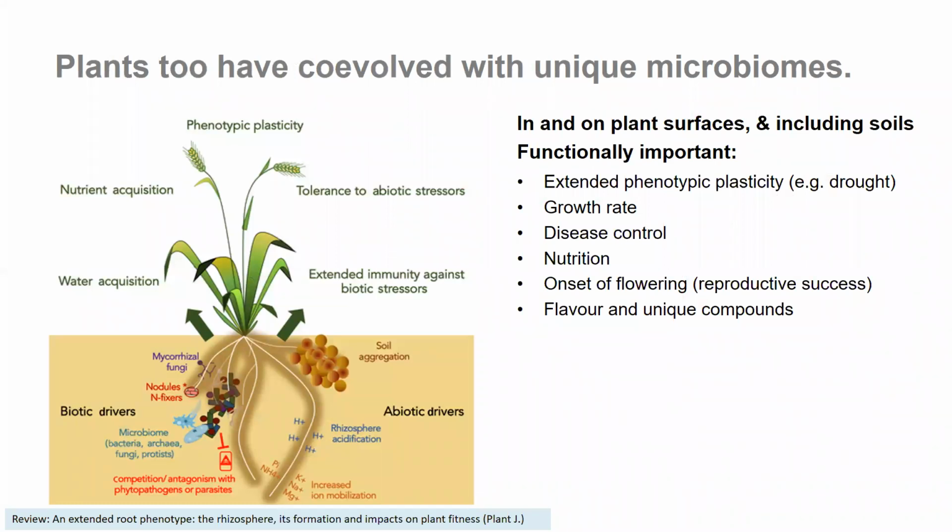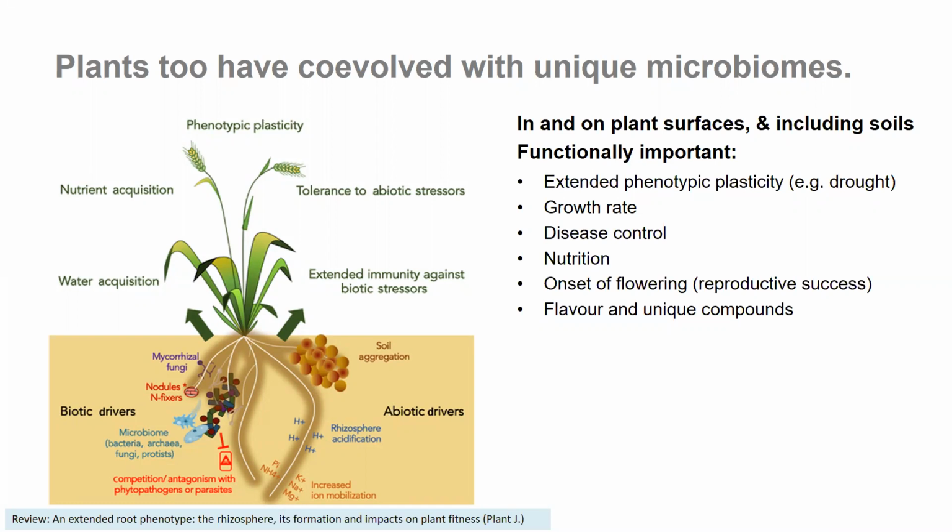Plants too have evolved with unique microbiomes. They're in and on the plant surfaces. That includes the soils and the roots, right through to the leaves and the other plant structures. And they're functionally important. They're not just microbes sitting there doing nothing. They have a role to play in the success and life of the plant. Some good examples are how microbiomes extend the phenotypic plasticity or elasticity of a plant in its environment. A good example is drought tolerance. Microbes can confer drought tolerance in some plants.